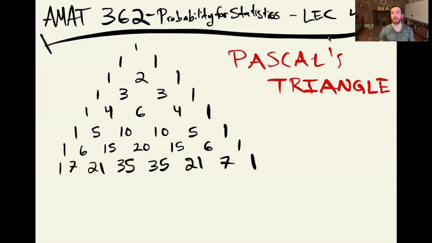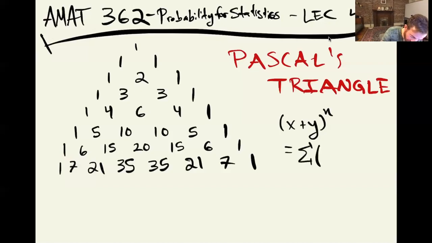Where does this appear? It's not just a curiosity, but shows up all over mathematics. In particular, if I look at the expansion of x plus y to the n, the binomial formula tells me that the coefficients for the kth term in this expansion is n choose k, where I have x to the n minus k times y to the k, where I sum over k equals 0 to n.